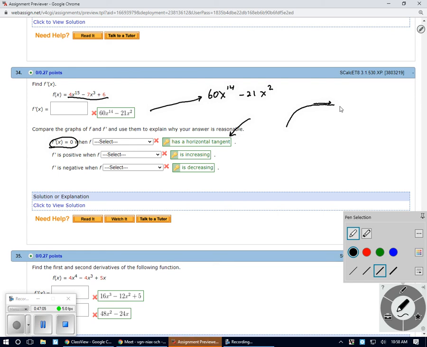Every time the derivative equals 0, you have a horizontal tangent line. Every time the derivative is positive, it is increasing. Every time the derivative is negative, it is decreasing. When the derivative is positive, what's the function doing? It's increasing. When it's negative, it's decreasing. The slope is the rate of change, right? So if the slope is positive, it's increasing. If the slope is negative, it's decreasing.